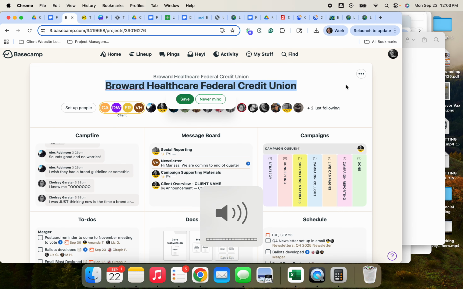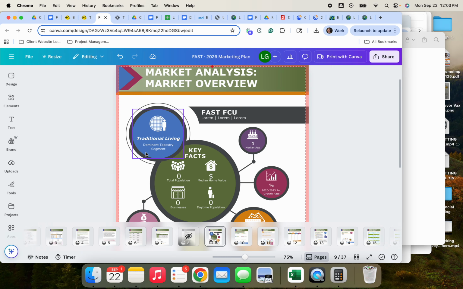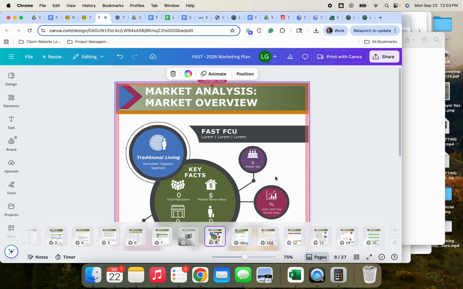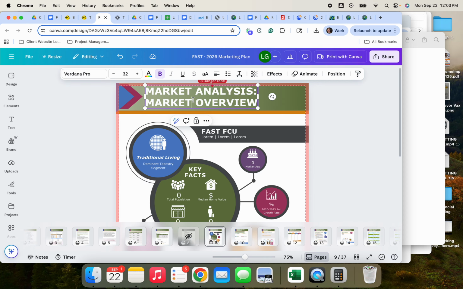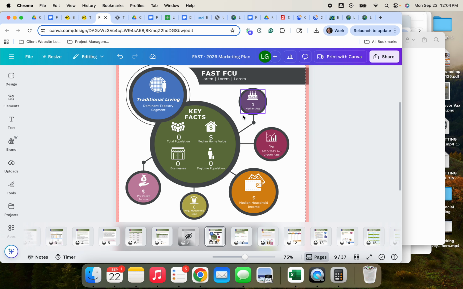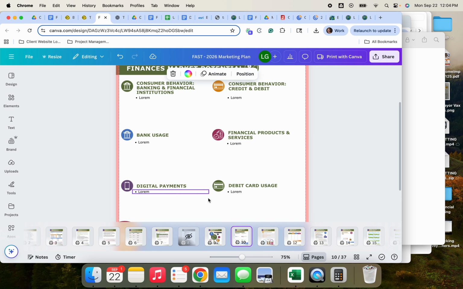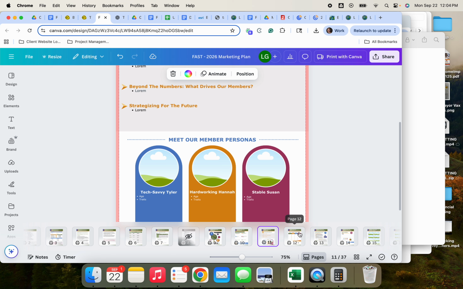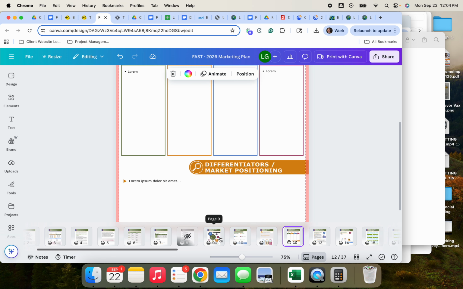All right, we are now going to go over how to make the demographic pages in the marketing plan. So we have several here. We have the market overview. I'm going to call this just overview because I don't like that there's market analysis, market overview. Okay, so we have a template here, a template here, and a template here. And we'll just do those 3 pages for now.